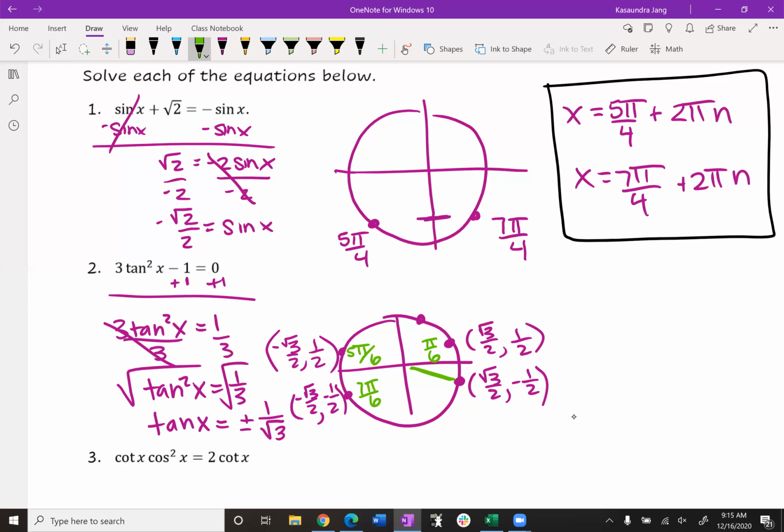So let's see, 2 pi/6, isn't 12/6 the number 2? So I'm going 1 short of that. I'm going at 11 pi/6.